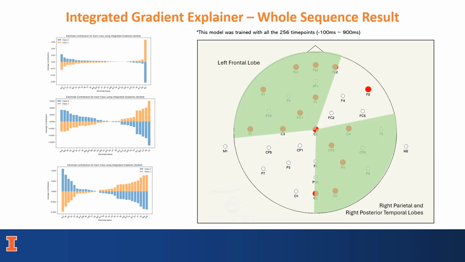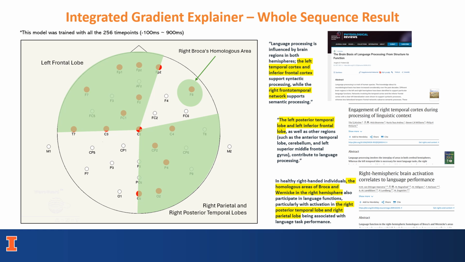And this slide presents our final exciting results of using integrated gradients to analyze electrode contributions across the entire time sequence. The bar charts on the left illustrate each electrode's average impact for class 0 and 1. Red points on the scalp map indicate the most impactful electrodes for model predictions, and these significant electrodes are concentrated in regions such as the left frontal lobe, right parietal, and right posterior temporal lobes, which may be influential for relevant language processing tasks. I'll point out that these findings align very well with multiple research papers, which highlight these areas' roles in syntactic and semantic language processing.